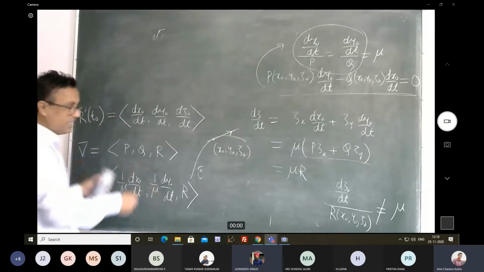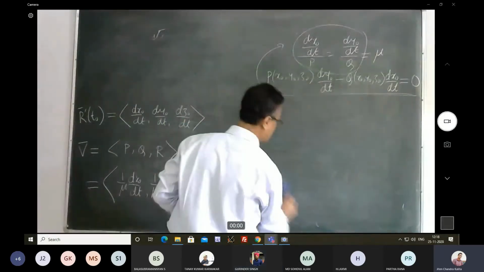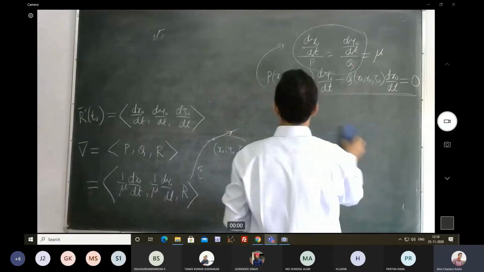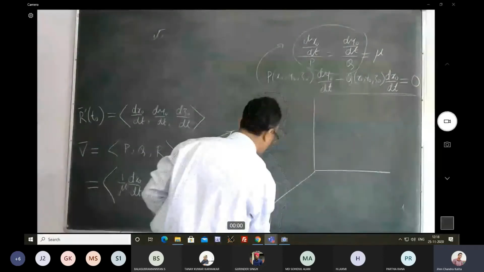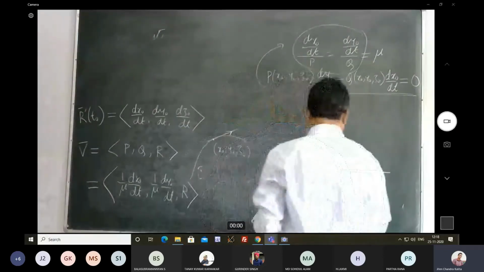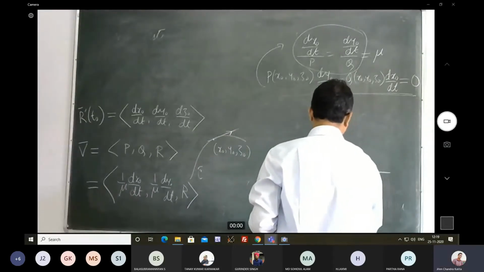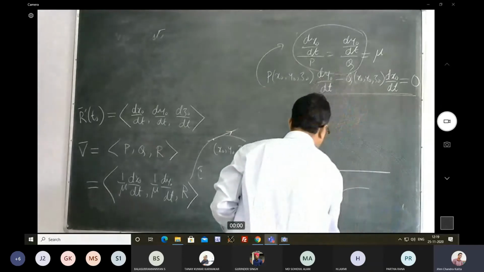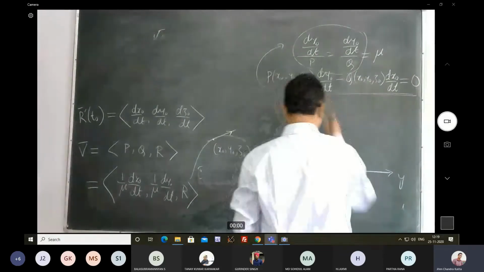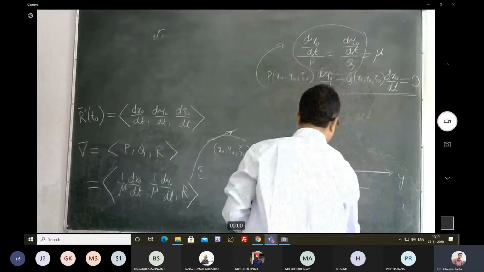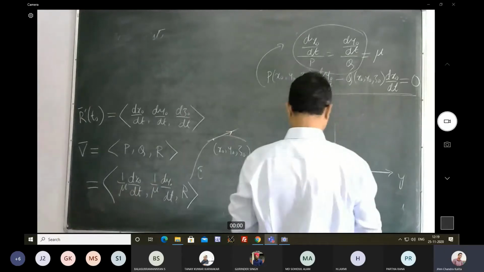Yes, sir. Right? So now let us see what happens in this 3D space. My situation is something like this. Suppose this is my curve C on the xy plane. And suppose this is the point x naught, y naught.